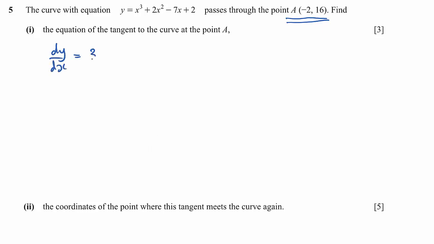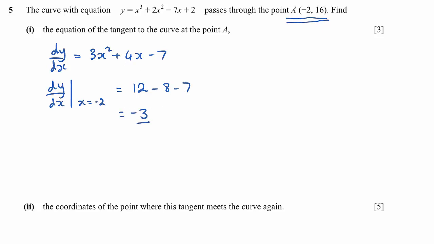So dy/dx is going to be 3x squared, add 4x, take away 7, and then we want dy/dx given that x is equal to negative 2. And so negative 2 squared is 4, 3 times 4 is 12, and take away 8, take away 7, gives us negative 3. So the gradient's negative 3 and it goes through this point.